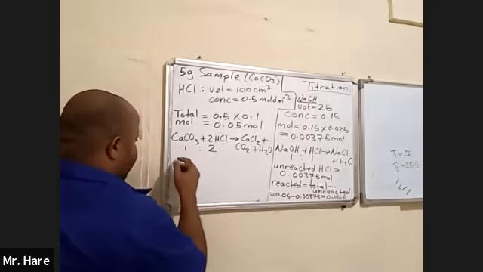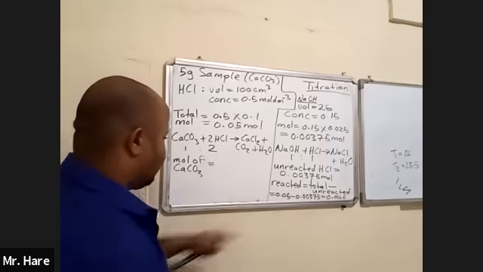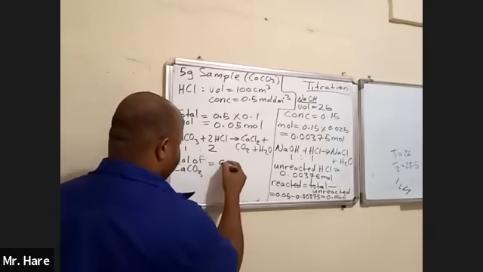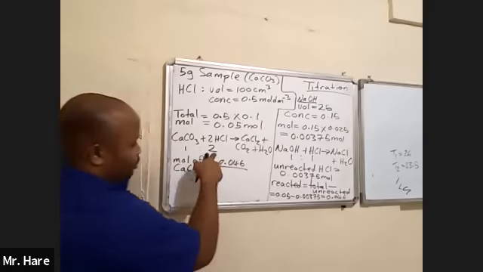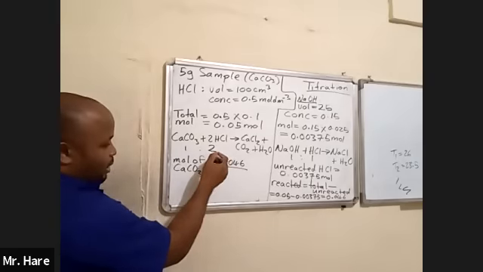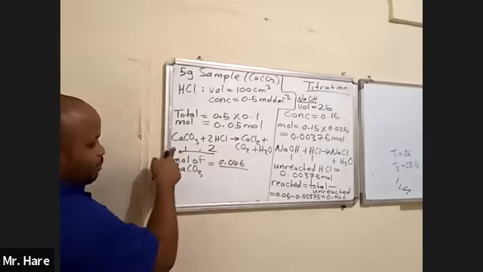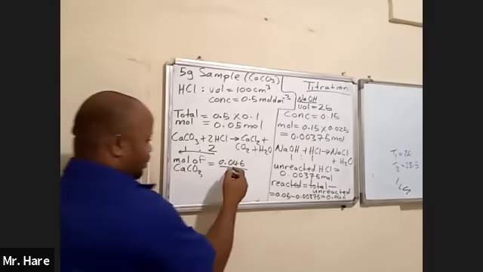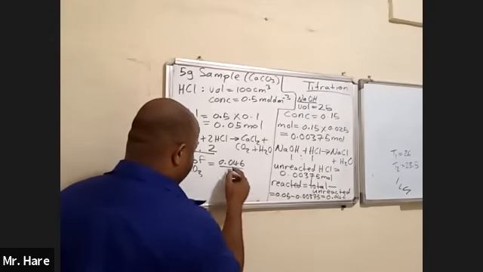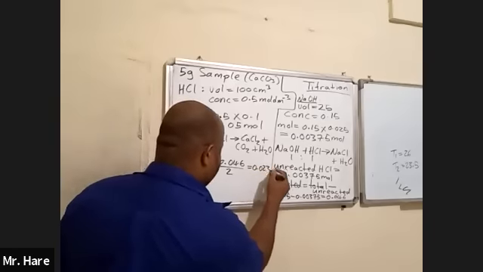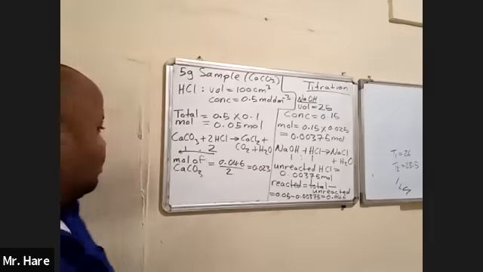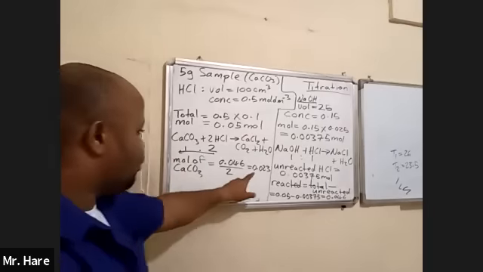So now we can go ahead and say that the mole of calcium carbonate is 0.046 divided by, because we know the mole of HCl and we want the mole of calcium carbonate, from 2 to 1. All right, so we divide it by 2 and we will get 0.023. All right, so the mole of calcium carbonate is 0.023.